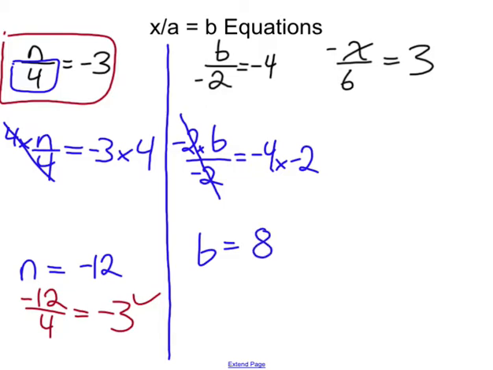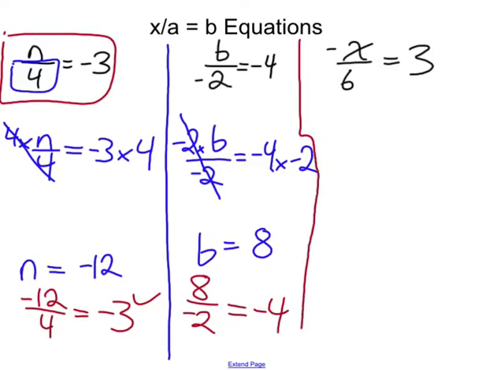I'm just going to go back and check my work here. So 8 divided by negative 2 does equal negative 4, so my answer is correct. All right, let's move on to our last example.